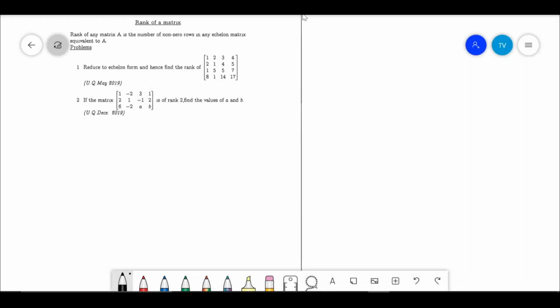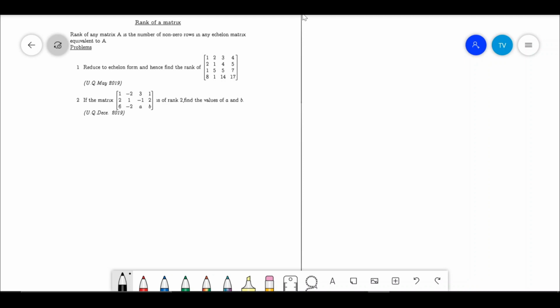The next concept that we are going to study is the rank of a system of equations or rank of a matrix. It is an essential tool while solving a system of equations. There are different explanations for rank. Here, to start with, let us define the rank in a very simple way. Rank is defined as the number of non-zero rows in any echelon matrix equivalent to a given matrix A. Rank of any matrix A is the number of non-zero rows in any echelon matrix equivalent to A.